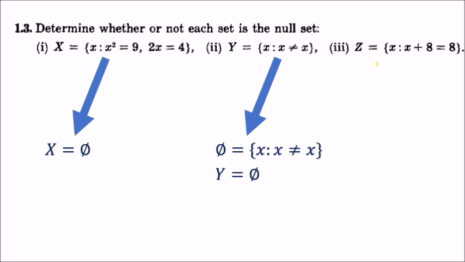For number 3, Z equals {x such that x plus 8 equals 8}. So, if you look at the given equation, x plus 8 equals 8, merong value yung x para masatisfy yung equation, and that is 0. 0 plus 8 equals 8. So, therefore, yung set na to ay may element na 0. So, this is Z equals the set containing 0 as an element. So, therefore, this is not an empty set.